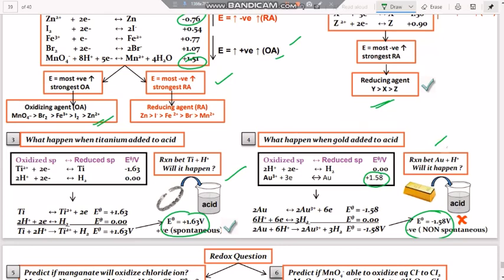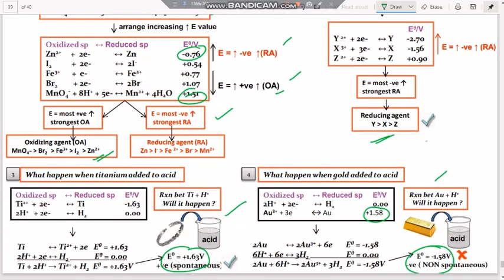There are some precautions to be taken that can be easily understood from the E naught values of these different reducing agents and oxidizing agents. Okay, that's all. This is about our electrochemical series. So have a knowledge of the electrochemical series to crack the questions in the exams.